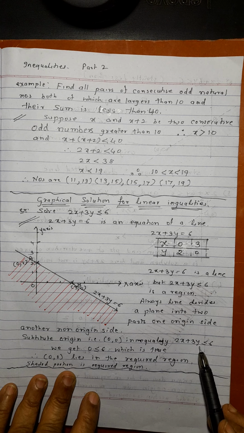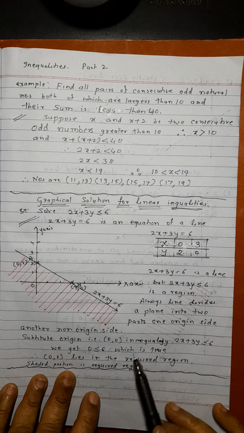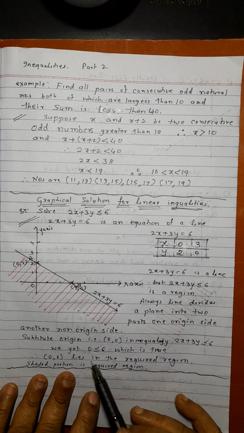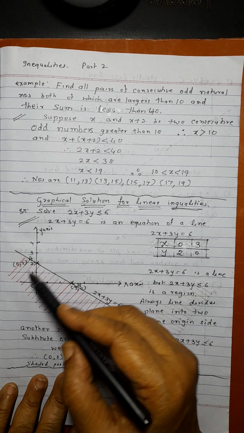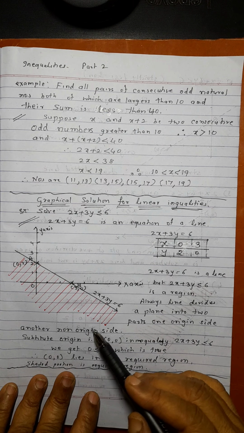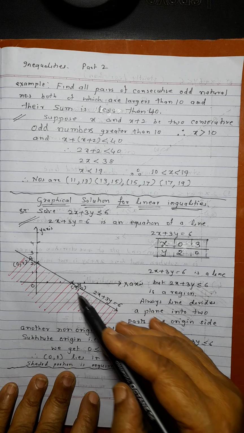If I put x is 0, y is 0, this will become 0 is less than or equals to 6, which is true. You know 0 is less than or equals to 6. Therefore, 0, 0 lies in the required region. So the shaded portion will be the required region. This is your answer. So like this you have to solve. If the equals to sign is there, we draw a complete line.